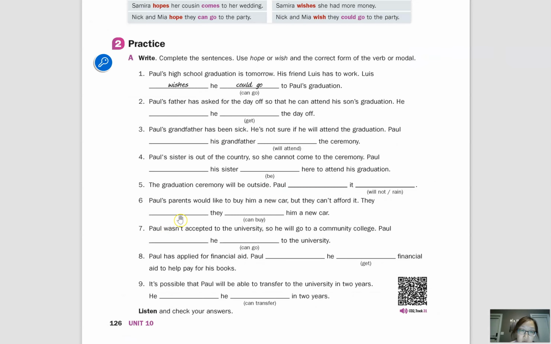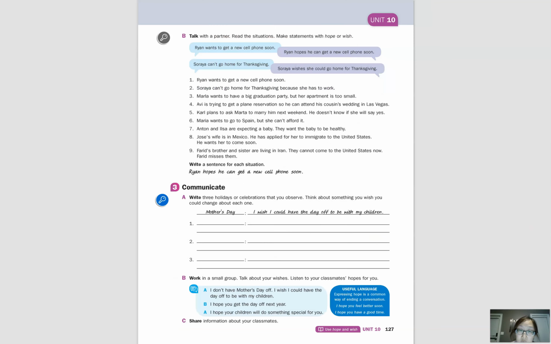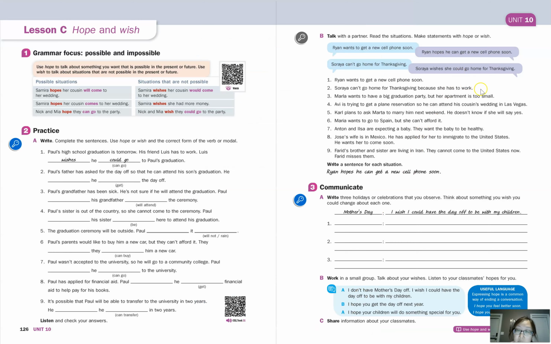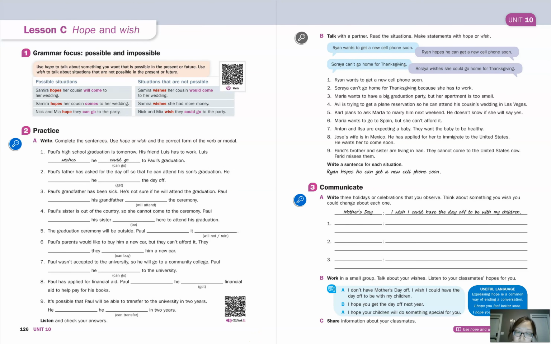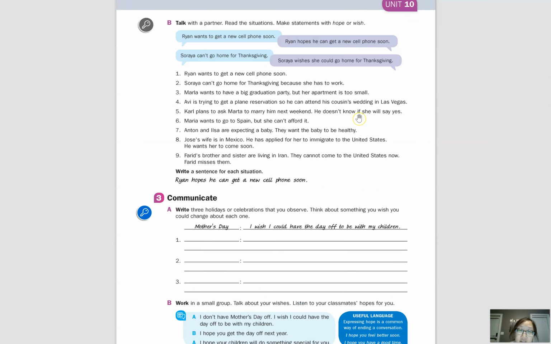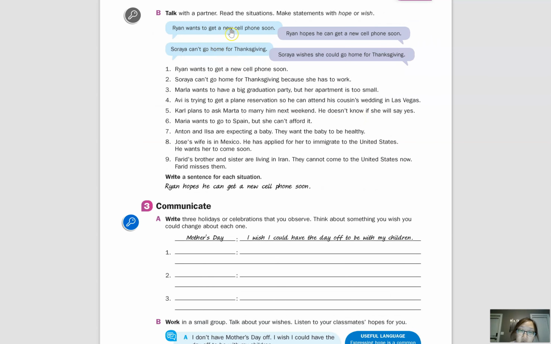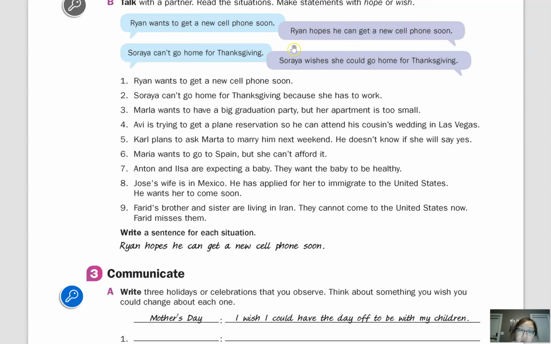So now we are going to look at the next page. Let me actually make it into 2 pages. Okay. So oops, just kidding. Let me go back to the 1-page format. All right. Okay, so it says talk with a partner, read the situations, make statements with hope or wish. Okay, so let's look at the examples.